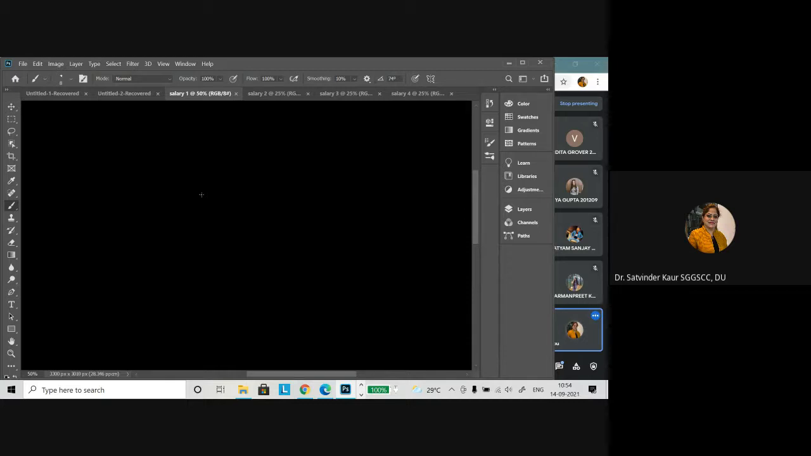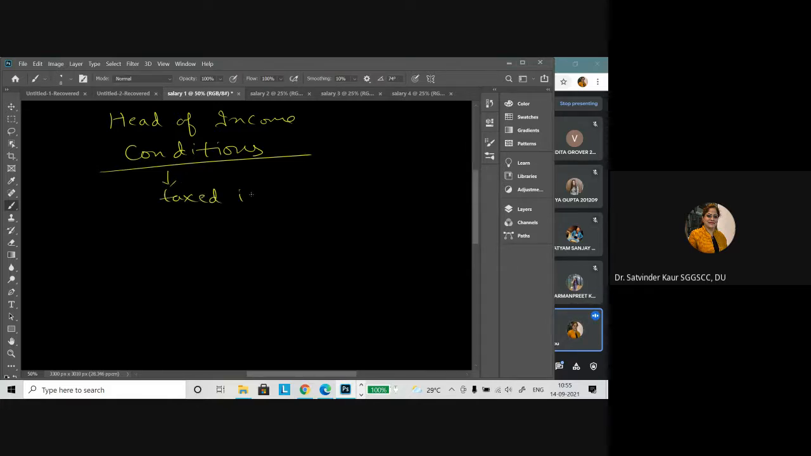So, what is required whenever we talk about any head of income? This particular head of income has certain conditions. When these conditions are fulfilled, then the particular income is going to be taxed under the particular head. Until an income satisfies the meaning of salary and the conditions of salary, it will not be covered under the salary head. So for a particular income to be covered under a particular head, certain conditions have to be satisfied.